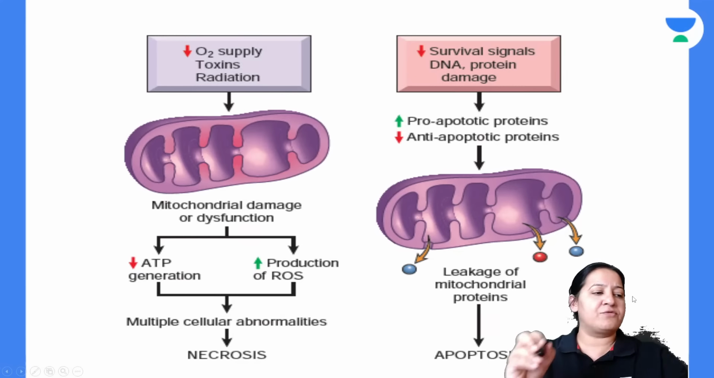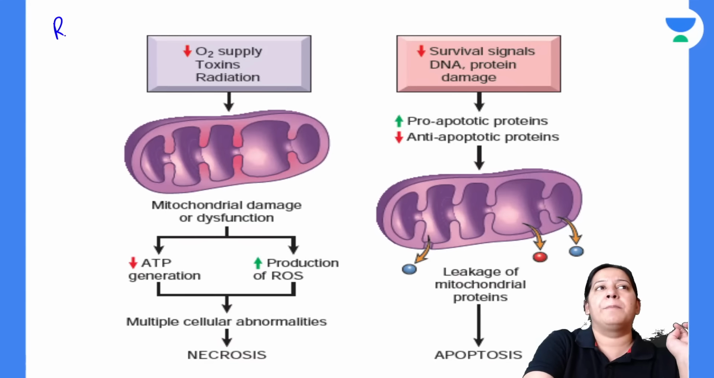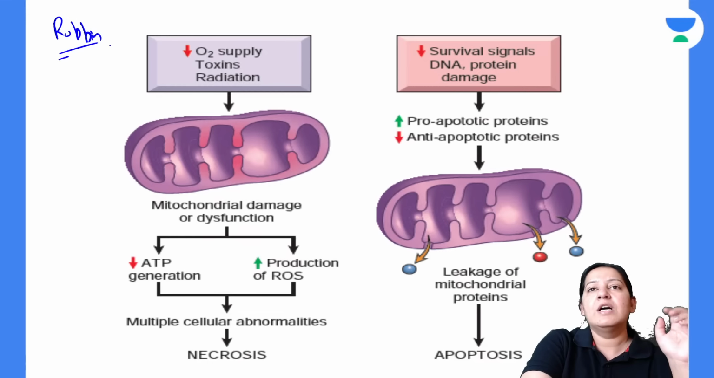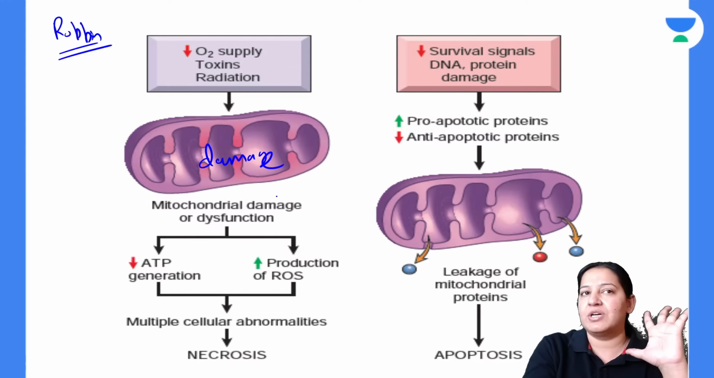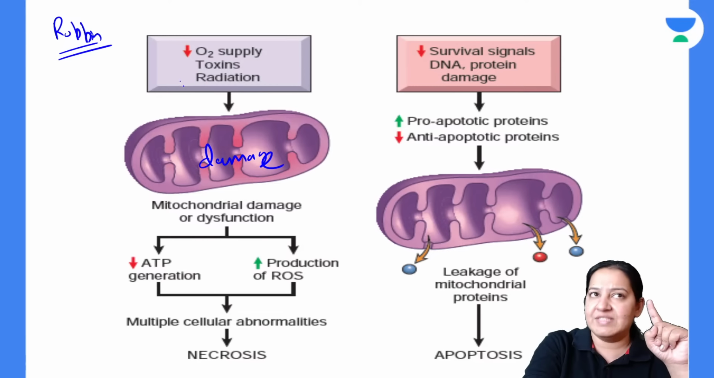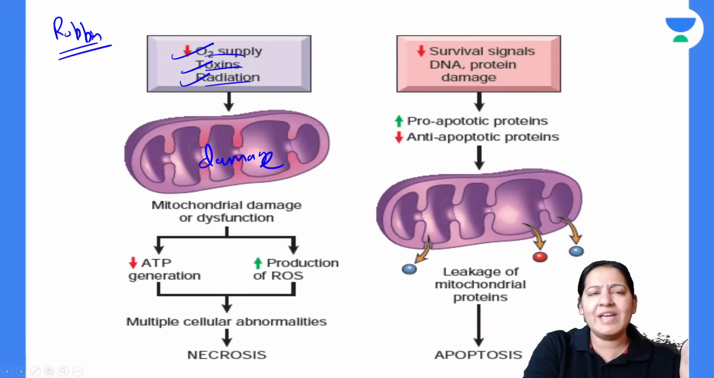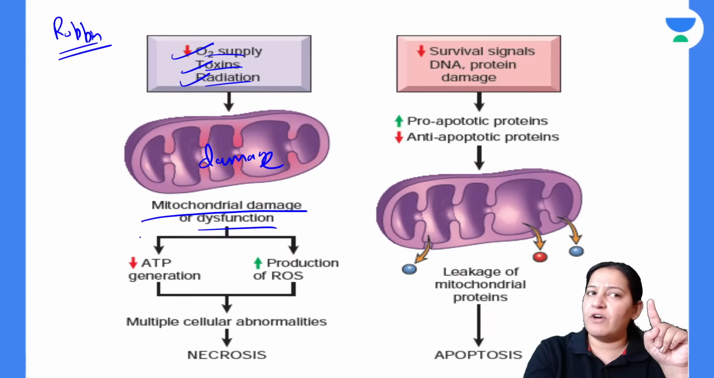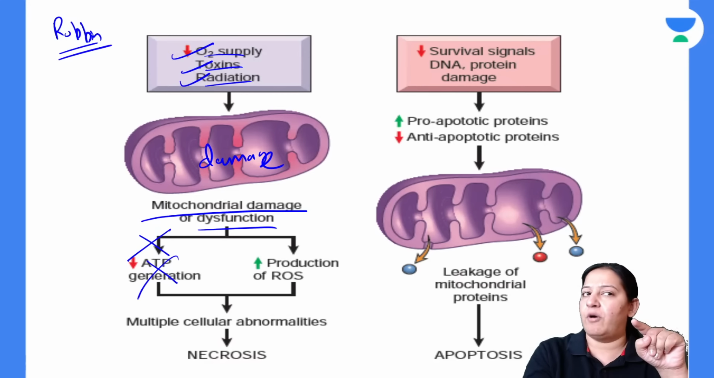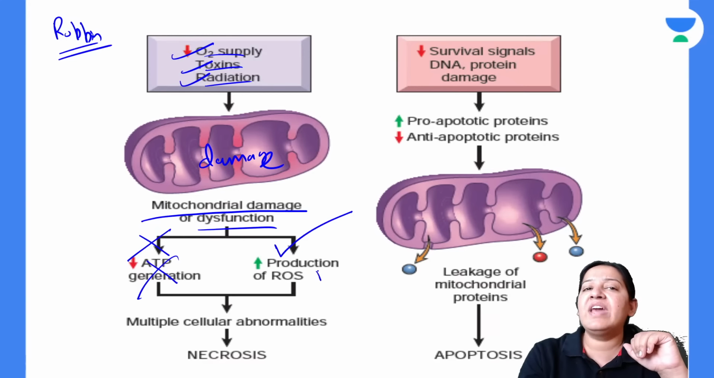See, the diagram is from Robbins, a beautiful diagram. So mitochondrial damage. If this mitochondria is damaged due to any reason, it can be physical, chemical, biological, toxins, radiation, then normal oxidative phosphorylation will not take place, so no ATP formation, number one. And abnormal oxidative phosphorylation will take place, so it will result in free radical formation.